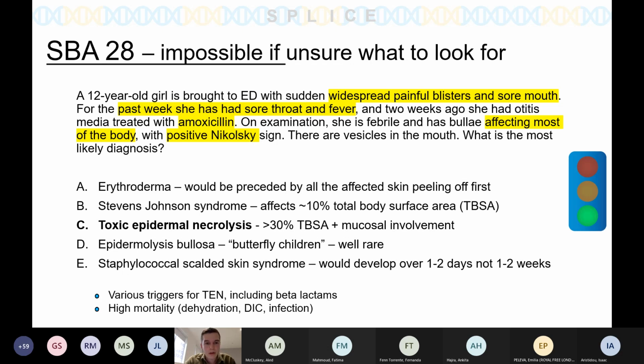Positive Nikolsky sign, that is when you apply, I don't know what a normal amount of pressure is, but gentle pressure to the skin with a finger, and you can literally just pull the skin away. It means that it's all just falling apart, and it's a pretty bad sign. And I think I've highlighted amoxicillin because that can trigger Stevens-Johnson and toxic epidermal necrolysis, and so can some other drugs. So if you guys want to memorize those, I didn't want to include them, but worth knowing.